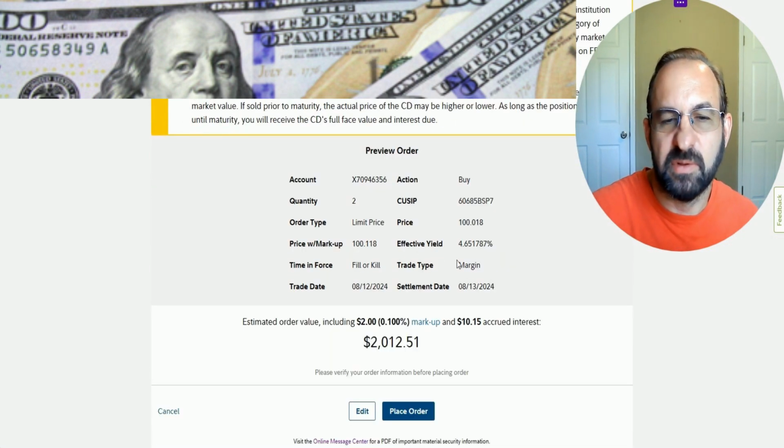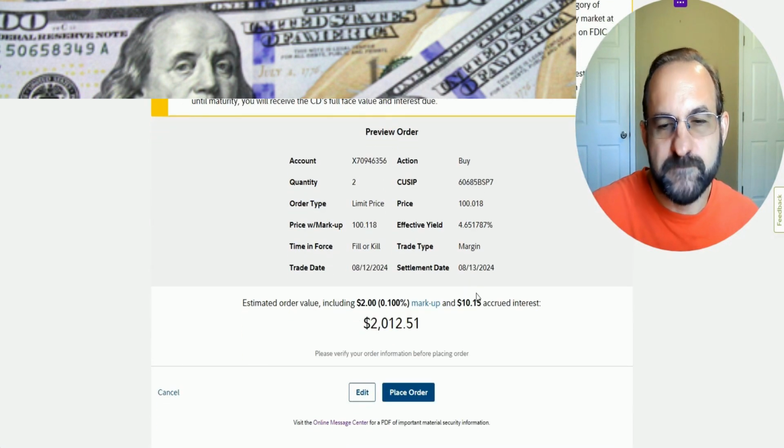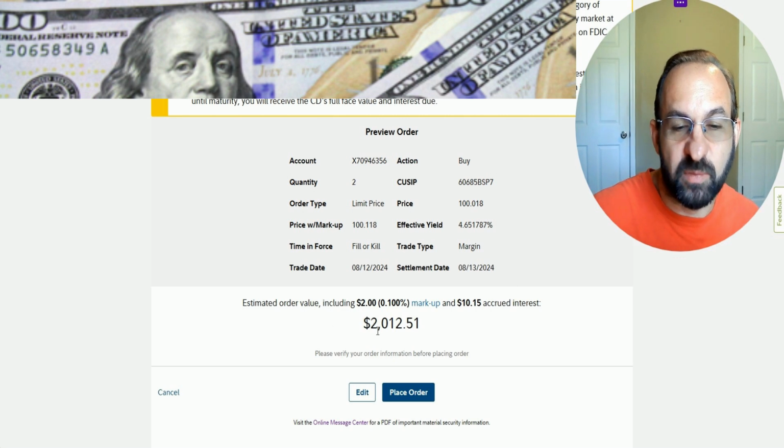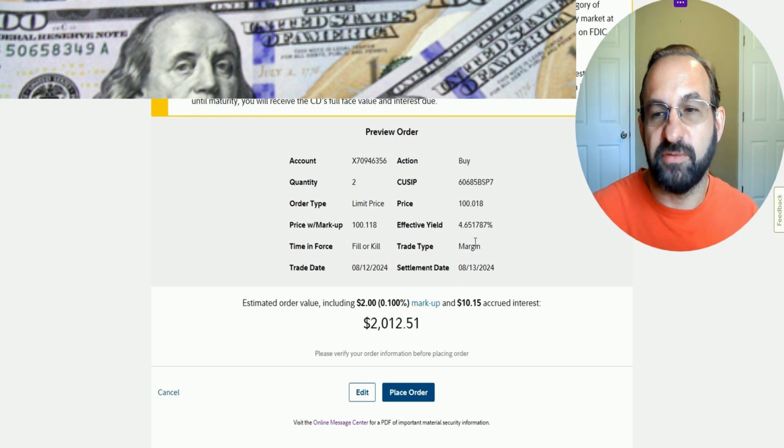So my effective yield has dropped. The ask yield is 5.3. But because I'm buying this at a later date than when this was issued and the maturity date changes, I have to pay a markup. And I also have to pay the $1 for each one. So I'm paying $2 to Fidelity for my fees. So that's what that is. And then I'm also going to be paying $10.15 in accrued interest. So all that takes away, and what I'm actually paying is $2,012.51. Now my effective yield has dropped to 4.65.